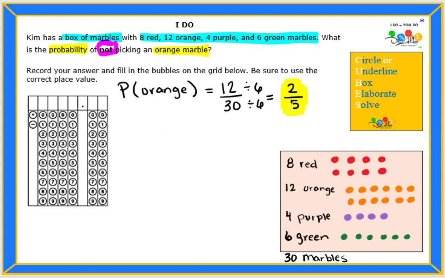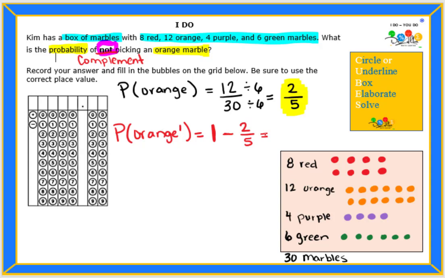So now we need to find the complement because we want the ones that are not orange. So to find the complement, we'll find the probability of not selecting an orange marble. So to find the complement, we take 1, because we're talking about the entire group or the entire box of marbles, minus what we got for orange, which was 2/5.